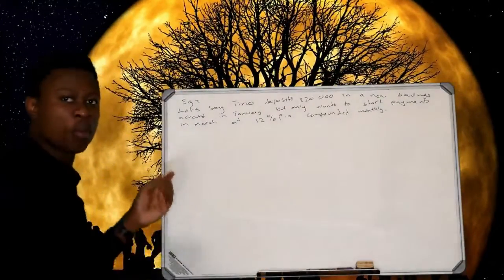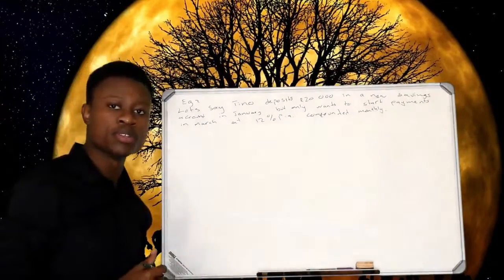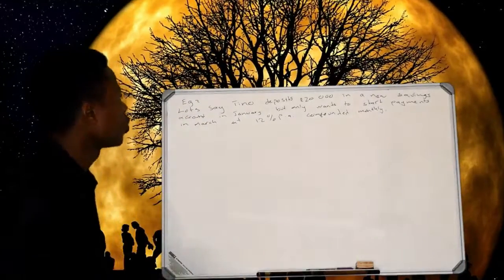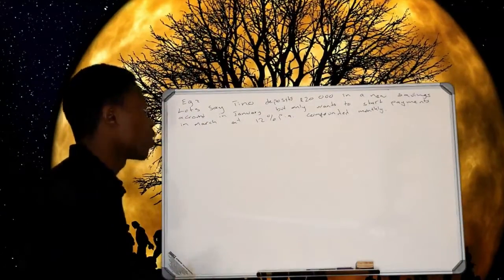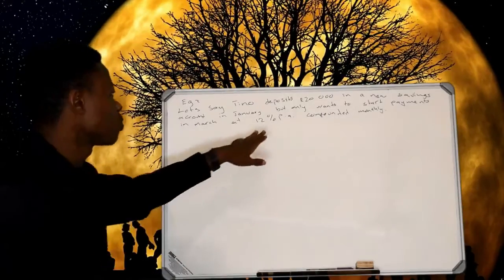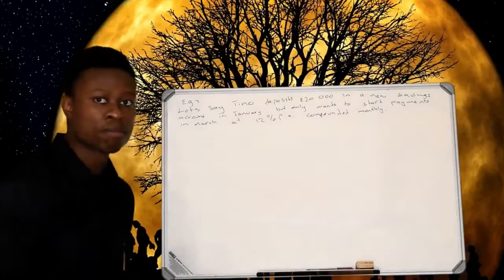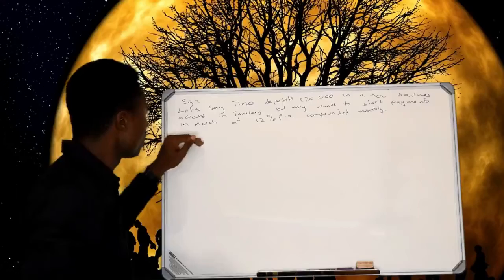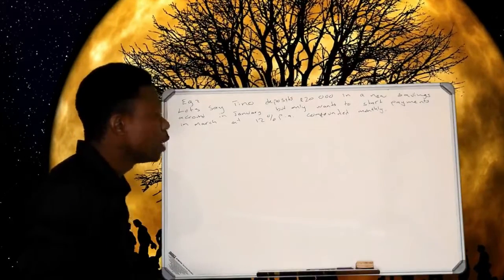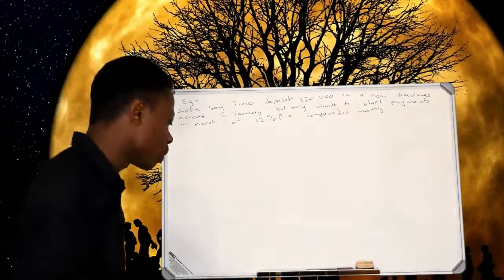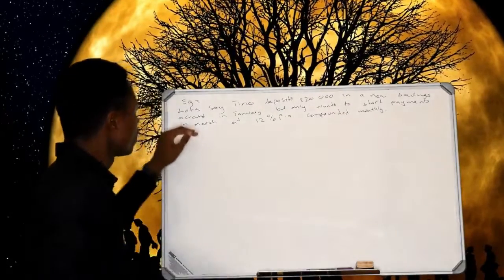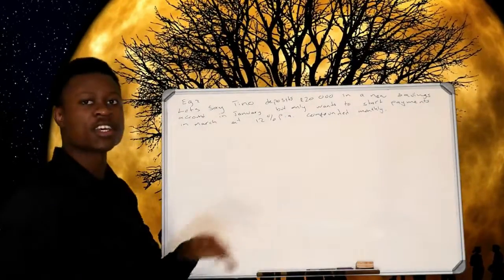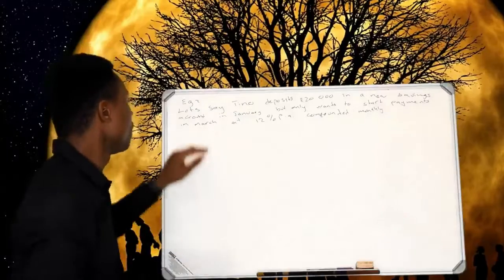Okay, let's look at this example that might come up in one of your papers. Example 2. It says, Tino deposits 20,000 in a new savings account in January, but only wants to start payments in March at 12% per annum compounded monthly. So what this says is, he doesn't want to make monthly payments for the first 2 months. Because in January, that's when he deposits 20,000, so he only wants to start his monthly installments or payments in March.